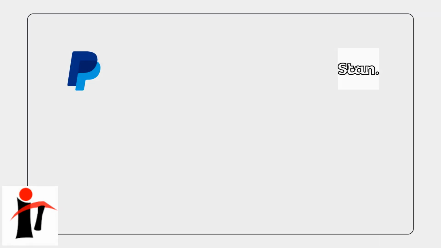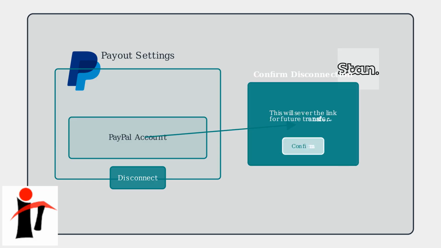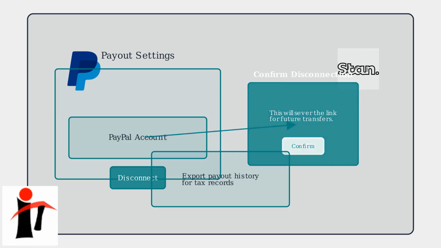After addressing any pending payouts in your StanStore dashboard, locate the PayPal payout method in the settings. Click the Disconnect button to begin severing the connection. A confirmation dialog will appear, warning that this action will permanently sever the link between StanStore and your PayPal account for all future payout transfers. Review the details carefully. Click Confirm to complete the disconnection.